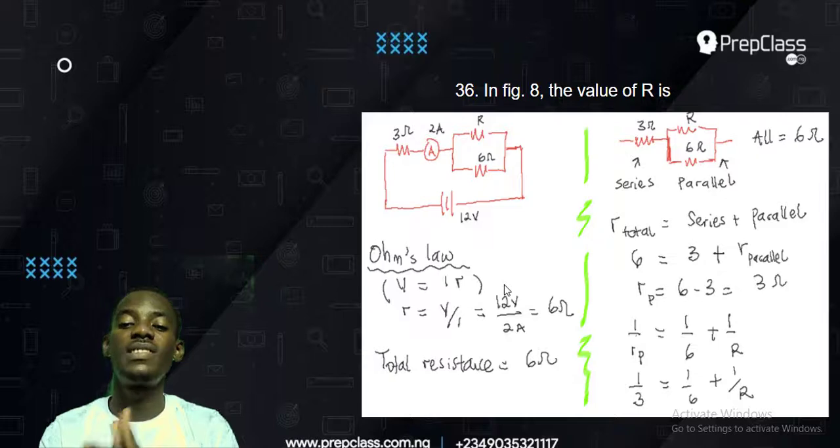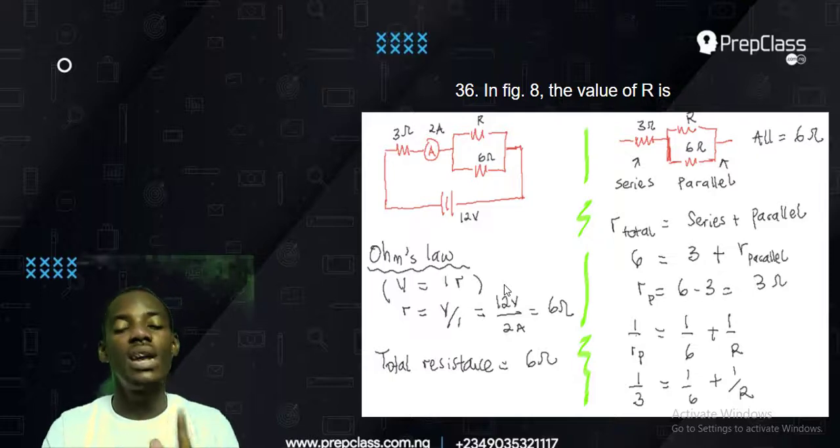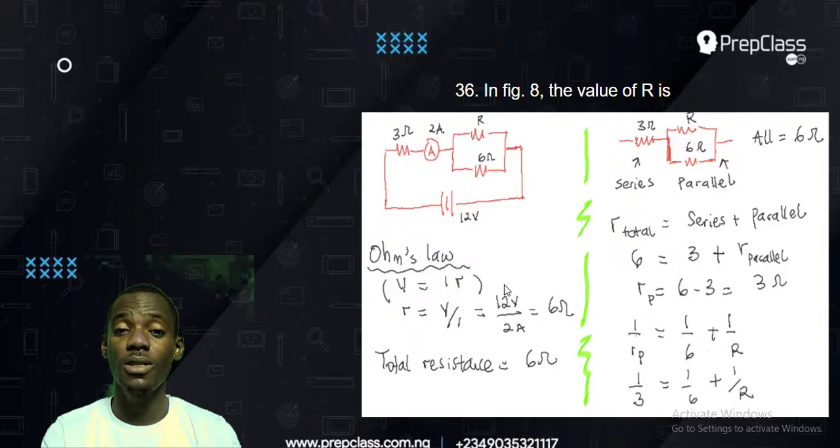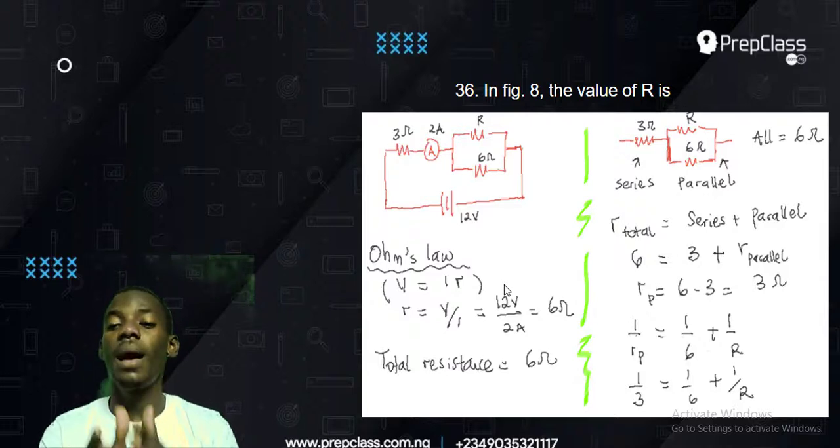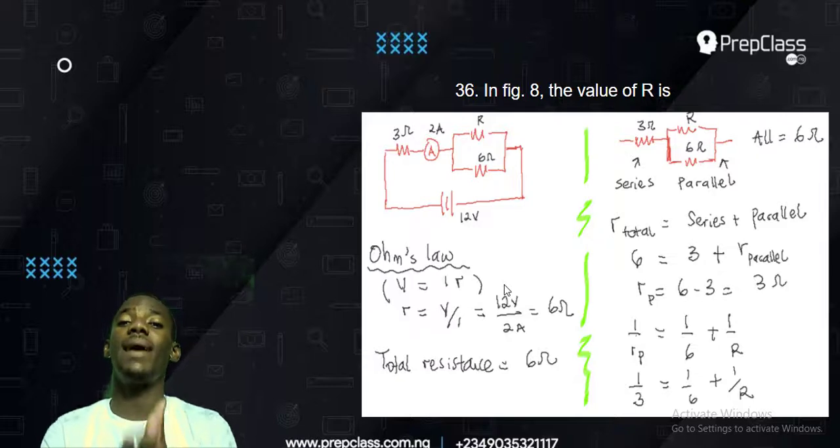So you have to remove the series from the total. You will get 3 ohms only for the parallel. That means you have narrowed down to the parallel. Remember, I found the 6 ohms total first, from Ohm's law. Then I remove the series so that I'll be left with only the parallel. Now the total parallel must be 3 ohms.